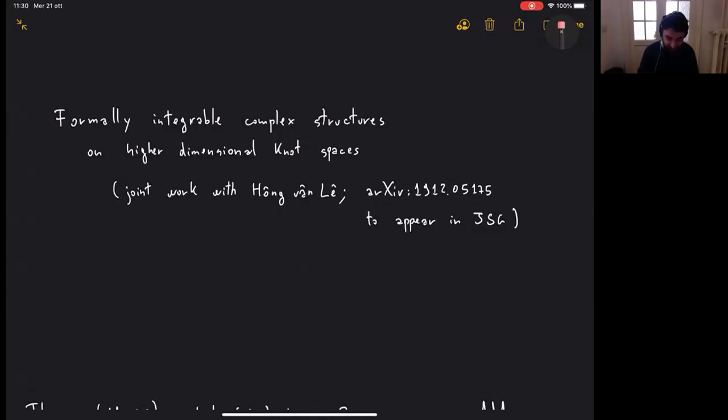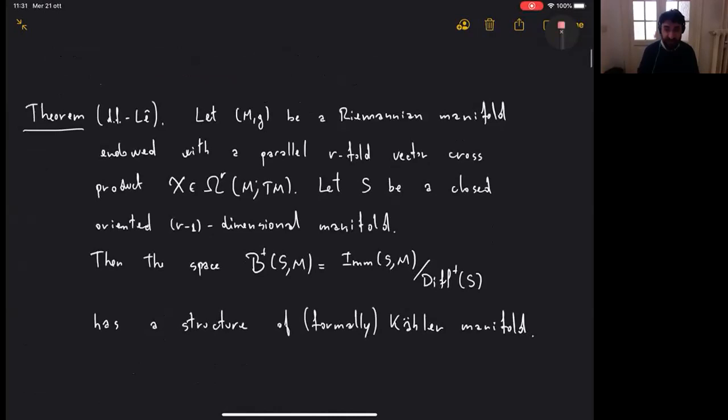I will start by stating the main results, so we know where we are aiming. The theorem is the following. Our ingredient is a finite dimensional Riemannian manifold (M, g). We have an additional ingredient, chi, which is an r-fold vector cross product. I will define what it is; I require it to be parallel with respect to the Riemannian metric. Then we take a closed oriented manifold S, which we require to have dimension r minus one, where r is precisely the degree of the r-fold vector product.